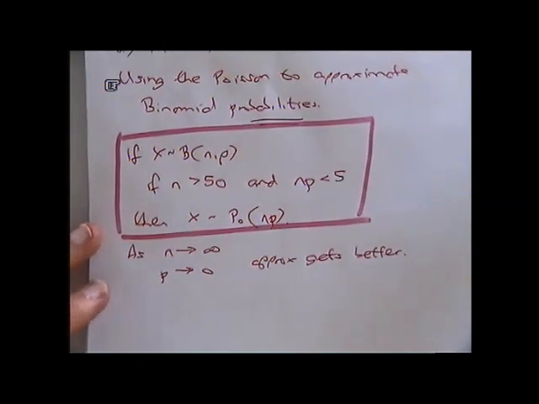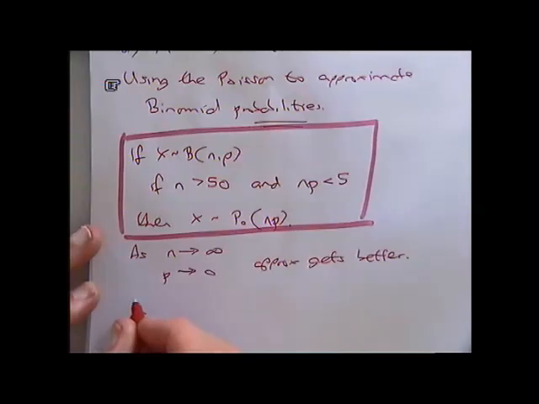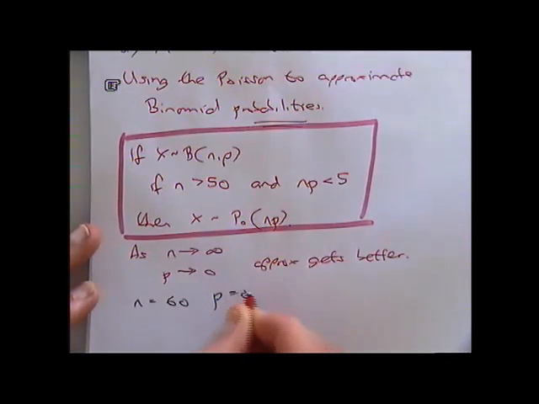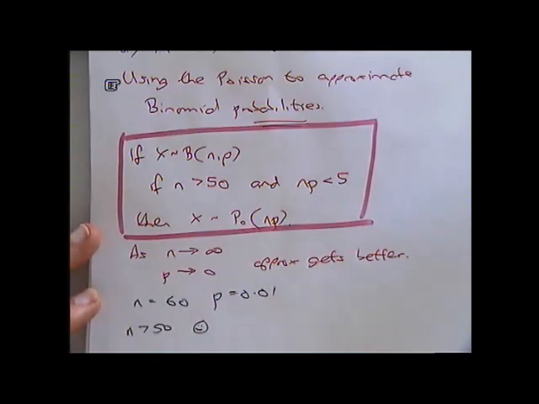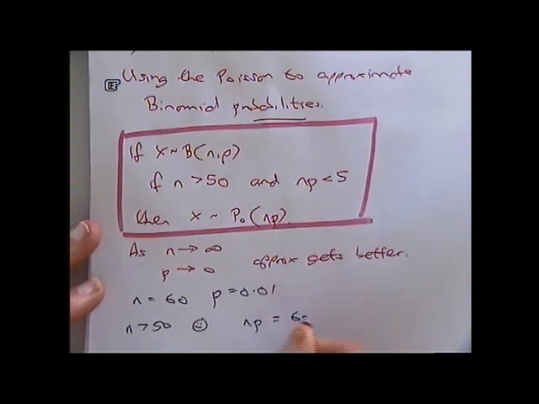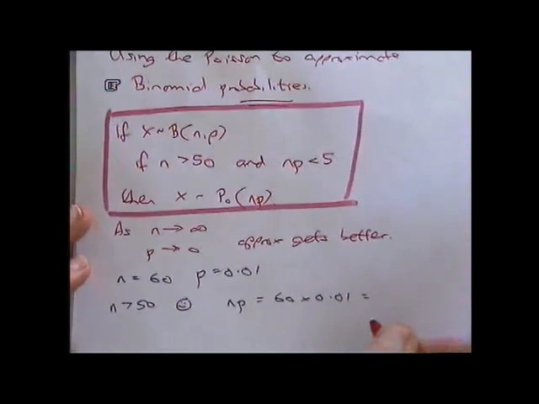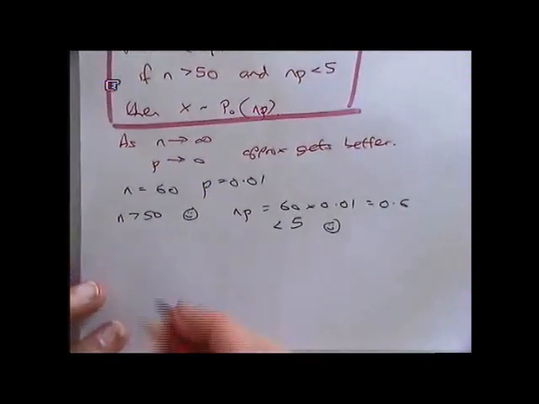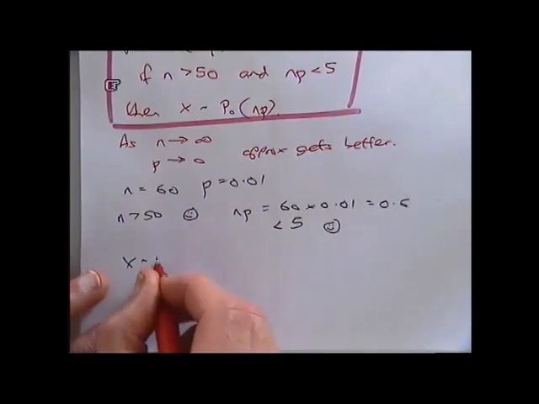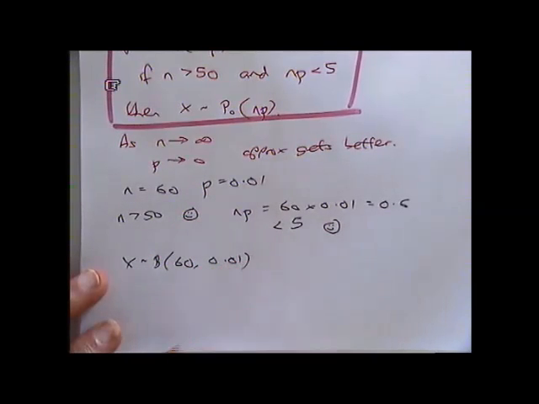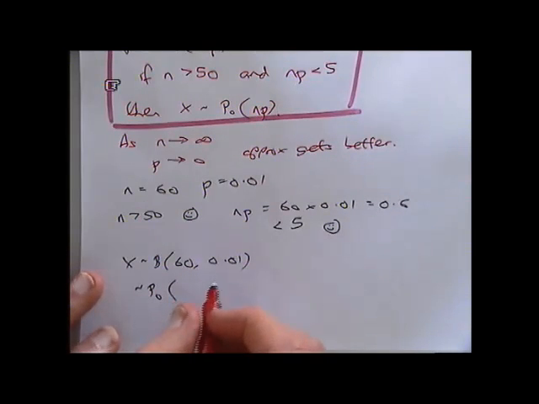So let's see, does it work in this example? It should, otherwise it's a stupid example. We had n was 60, p was 0.01. Well, n is greater than 50, so we can be happy about that. np is 60 times 0.01. What is 60 times 0.01? 0.6, and that is definitely less than 5. So we can be happy about that as well, and we can go ahead and use our approximation. So we will say that X can be approximated as a Poisson with lambda np, which we worked out to be 0.6.